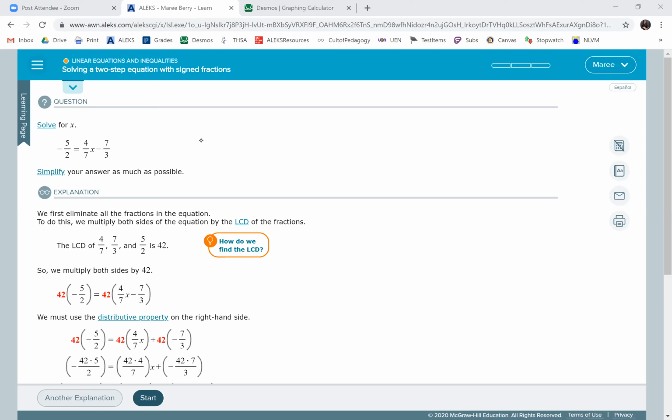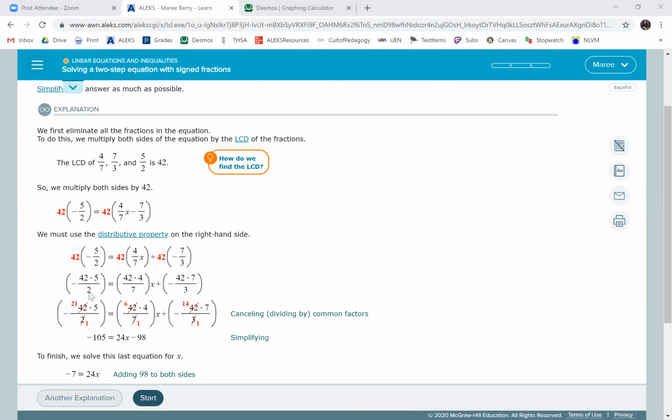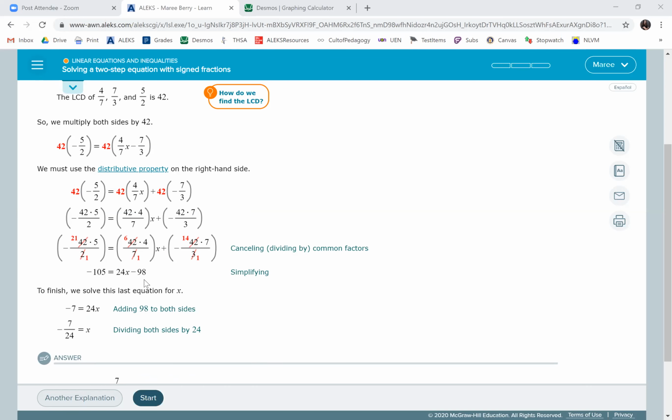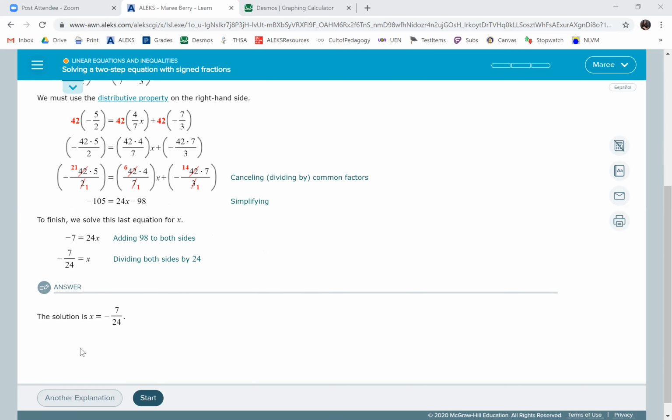So if you look at all three fractions, the 2, the 7, and the 3, the number that they all go into is 42. That's the lowest number. So they just multiply everything by 42. And what happens is you get rid of the denominator. And then you can solve for x like you normally would. So add 98, divide by 24, negative 7/24.